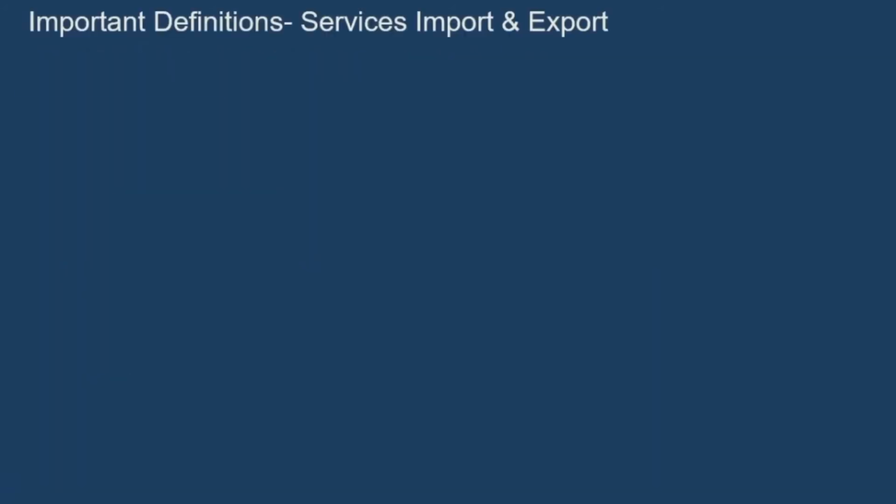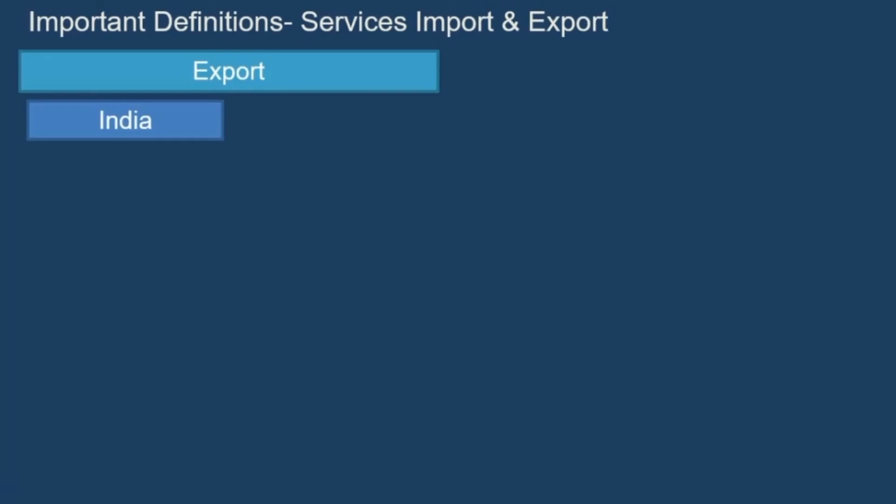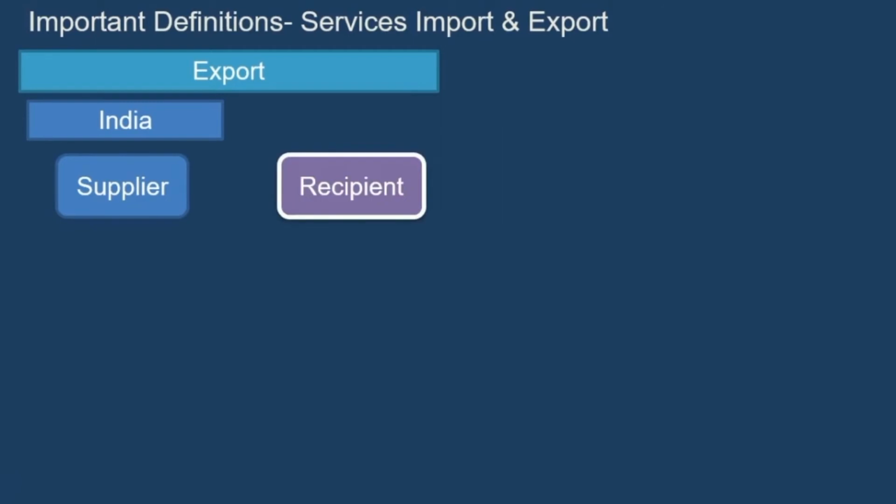So to sum up, we can say that in case of exports, the supplier is located in India, whereas the recipient and place of supply are outside India. You are a supplier of service, you are sitting in India, and your customer is outside India. Place of supply is also outside India. Now, don't worry about this place of supply right now. We'll discuss in detail what place of supply means.